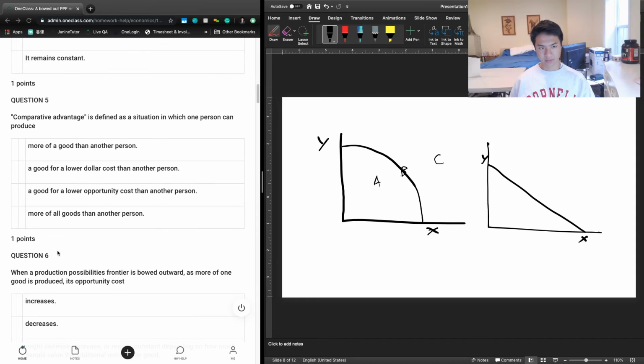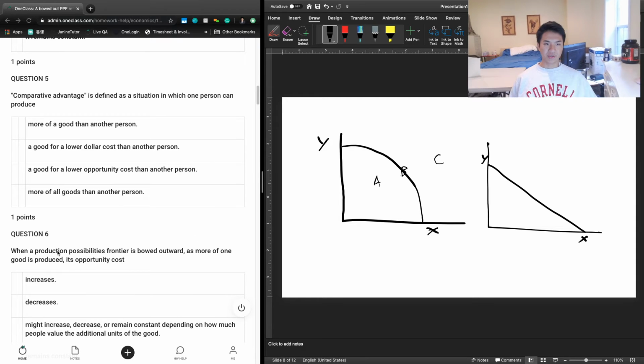Number 5. Comparative advantage is defined as a situation in which one person can produce which one of the following. And so this is a definition question. We can think of 2 different types of advantages. The first type is going to be comparative advantage, and then the second type is absolute advantage. Absolute advantage says who can produce more, period, right? And if I can produce more than you, then I have an absolute advantage.